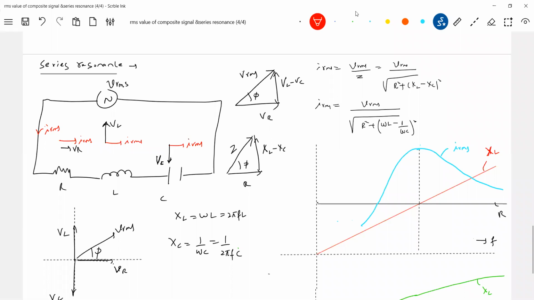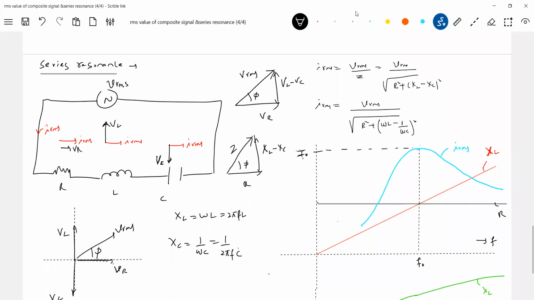At one particular frequency, I'll call it the resonant frequency, FR. In books, they call it F0. At the resonant frequency, the current will be maximum. I'll call this I naught. Any symbols you can use, but IM may confuse you with the maximum value of current, so let me call it maximum IRMS, which is flowing here.